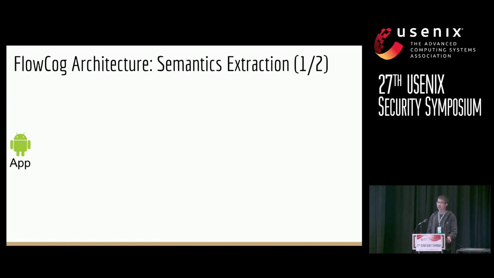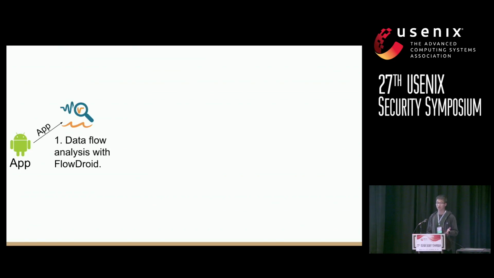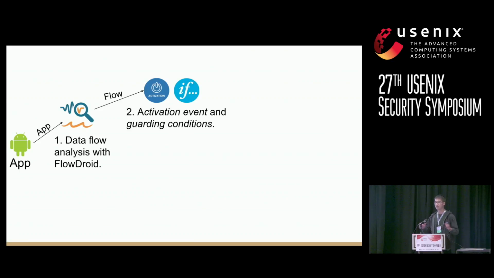Now let's see the architecture of FlowCog. First, for an app, we will run data flow analysis using FlowDroid. After FlowDroid extracts all the data flows, for each flow, we will extract its activation events and guarding conditions through static analysis. We have formal definitions of activation events and guarding conditions in the paper. Intuitively, an activation event is a callback function that can initiate or complete a data flow. And guarding conditions are the conditional statements where one of the branches might lead to the sink of this data flow, and the other branch might not.